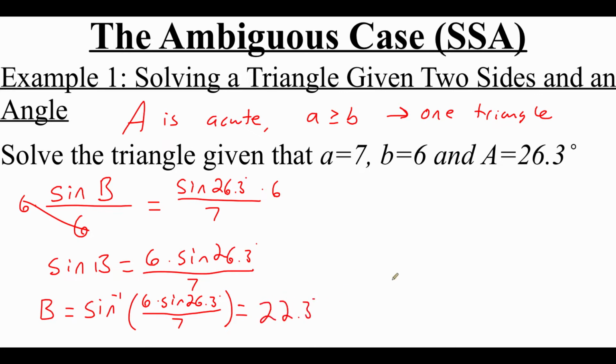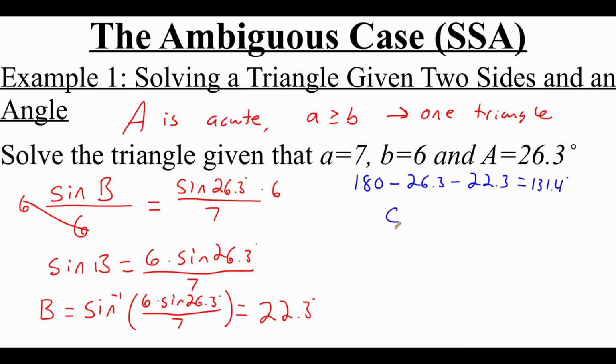Now that we know 2 of our angles, it should be easier for us to find the measure of that third angle because, again, the angles inside of a triangle have to add up to 180. So if we take 180, subtract off the 26.3, and subtract off the 22.3, then we should get angle C to be about 131.4 degrees.